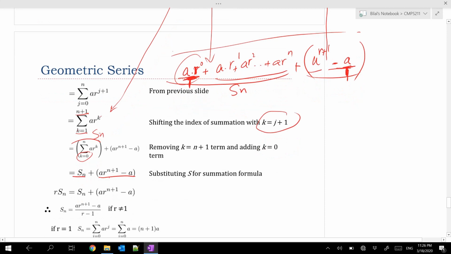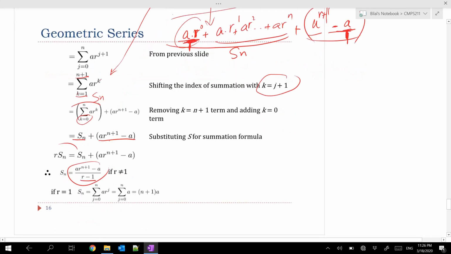So now I can get Sn isolated on that side and then divide by r minus 1, and I would get the target value that I wanted to prove. Okay, so please try once again, print the previous slide, and try to do it by hand yourself to convince yourself that there are no tricks.